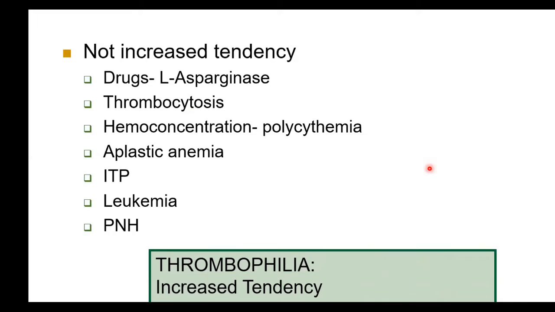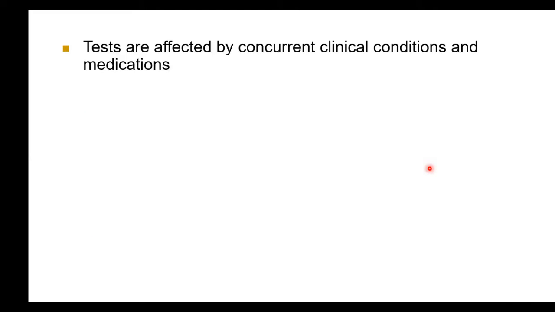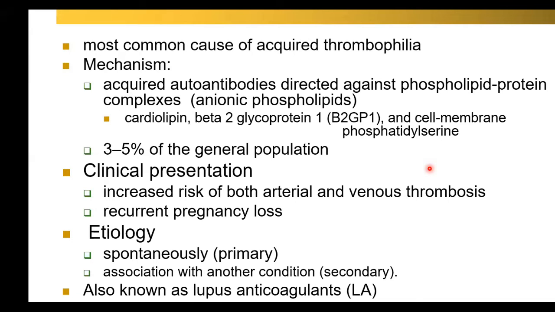So thrombophilia is an increased tendency, and there is a list of tests which are costly, and they need to be ordered and interpreted with caution, because there are so many confounders attached to them. So now I will discuss some of the main thrombophilic disorders and give you an overview of when to test for these disorders and how to test for them, or whether testing at all will be helpful or not.